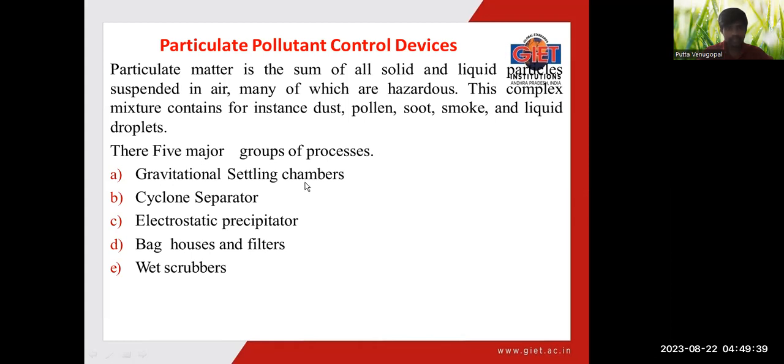The first one is the gravity settling chamber, next the cyclone separator, then the electrostatic precipitator, bag house filters, and wet scrubbers.